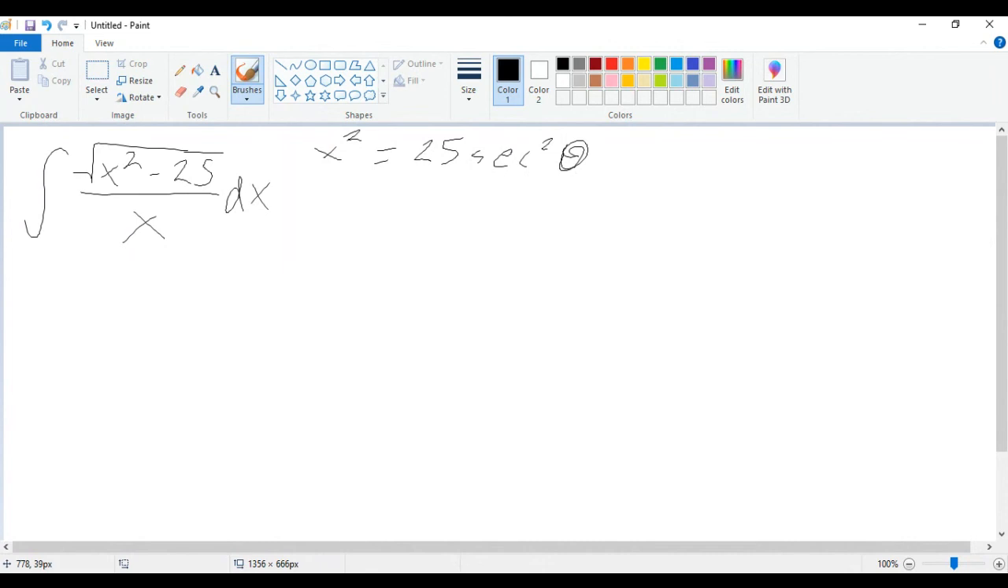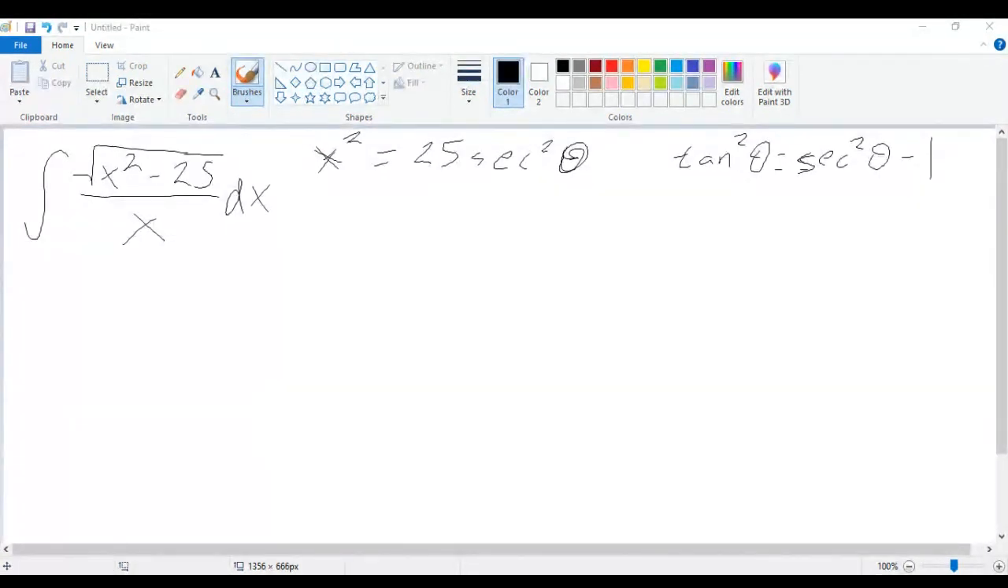And that means that you're using the identity tangent squared theta is secant squared theta minus 1. That's the identity you'll be using. And this is what your substitution should start by looking like. Think you can give it a go? Good luck.